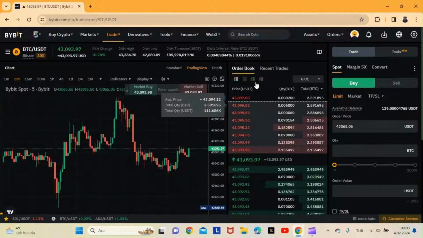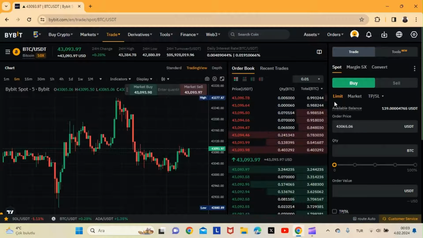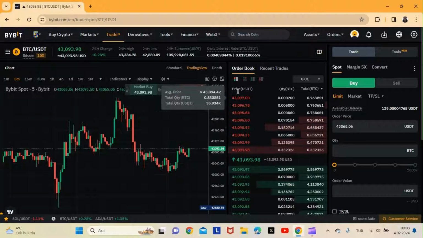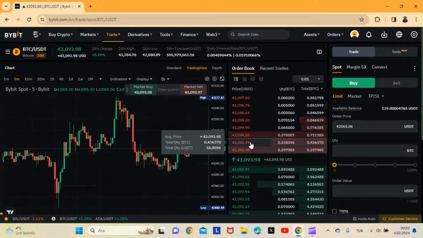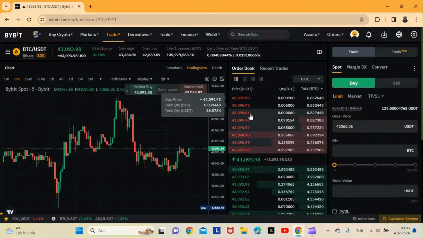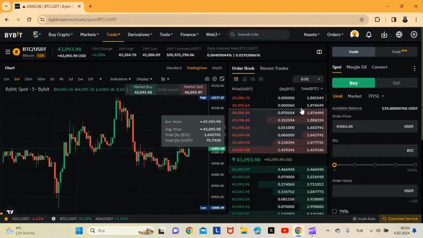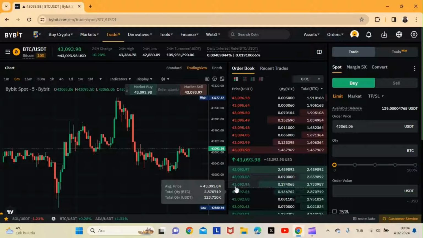Now you might be asking, what are these prices moving up and down here? This section is called the order book. The prices you are seeing here in red are the traders that are currently selling. They are placing a sell order, selling Bitcoin. This is the price which they are selling at, and this is the quantity, the amount of Bitcoin which they are selling.